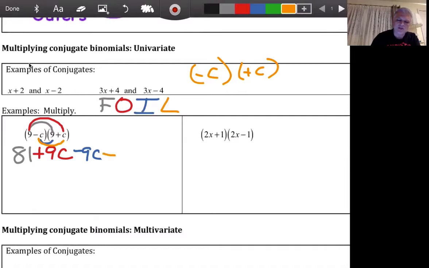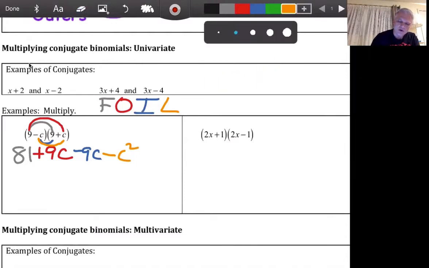C times c. Any number times itself, when you multiply it by itself, what are you doing to it? You are squaring it. So c times c is c squared. That little piece there will trick people every year. So minus c times plus c is minus c squared.